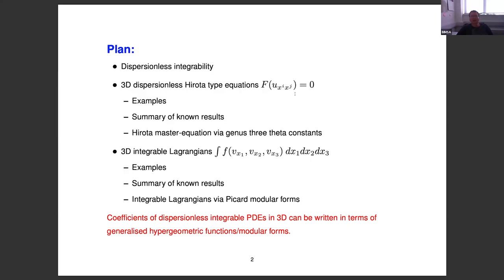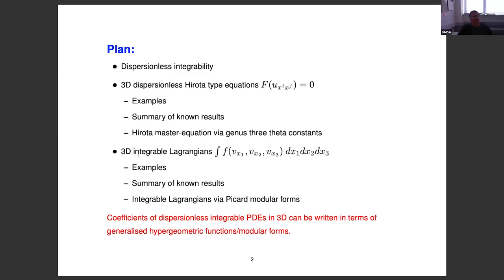These are PDEs of second order of this form, where U is a function of three variables x1, x2, x3, and U_{xi xj} are second order partial derivatives. So this equation involves second order derivatives of U only. And it turns out that the generic integrable equation of this kind is defined by a function F which is a theta constant. I will explain this later.